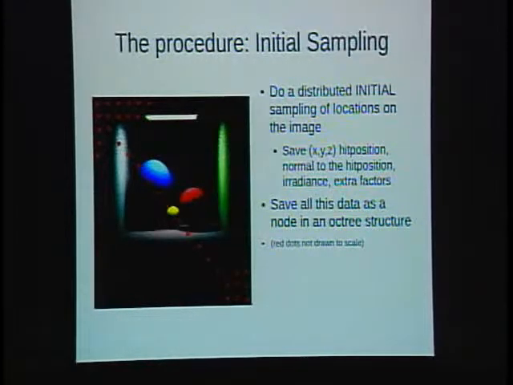So initially we do a sampling. What I did was I just did a grid sampling across the image. The red dots are enlarged just to show kind of how it is. You can't really see it that clearly on that, but the whole image has like a 64 by 64 grid of samples across to find out what the irradiance is at the different places. And then we save the position that it hit, the normal to the position, and the irradiance, and extra factors like the gradient values and the harmonic means into an octree to be accessed later.